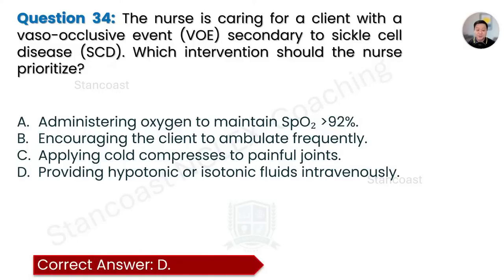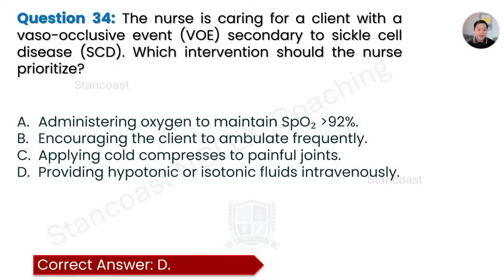Hydration is critical to reduce blood viscosity and prevent further sickling, and will improve perfusion during a vaso-occlusive event. And here we are going to expect administration of IV fluids such as hypotonic, half normal saline solution, or isotonic 0.9% normal saline, which is very critical to improve perfusion. And here we're going to focus on interventions that directly address the root cause of a vaso-occlusive event. So hydration is going to be our priority to reduce sickling and to improve blood flow.